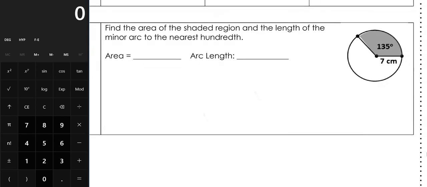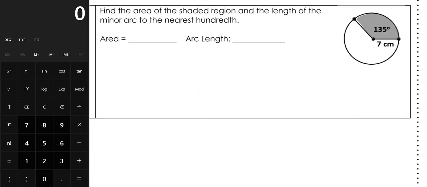Okay, so for this one, find the area of the shaded region and the length of the minor arc to the nearest hundredth. So we're looking for area of the shaded region, so the gray shaded region, and the length of the minor arc. Okay, let's start with area. So we're looking for that gray section. Now we're only looking at 135 degrees of the entire circle.